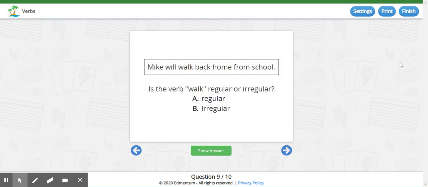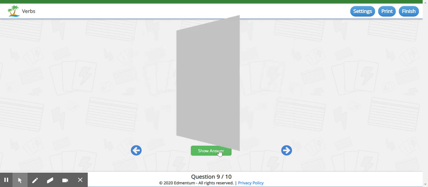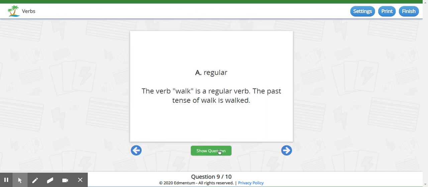Flashcard 9. Mike will walk back home from school. Is the verb walk regular or irregular? Now, we talked about regular and irregular verbs in class. I touched on it briefly today. Is the verb walk a regular verb or irregular verb? If you think it's a regular verb, I want you to clap twice. If you think it's an irregular verb, clap twice. A, it's regular. The verb walk is a regular verb. The past tense of walk is walked. Irregular verbs, the form of the word does not change.